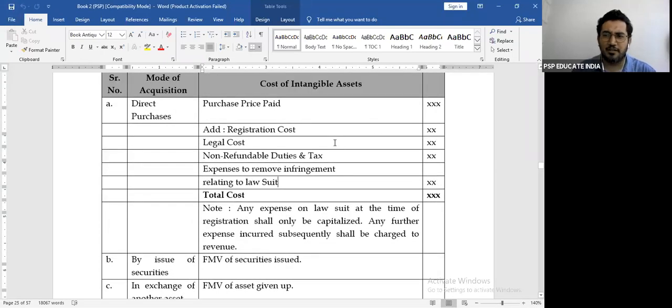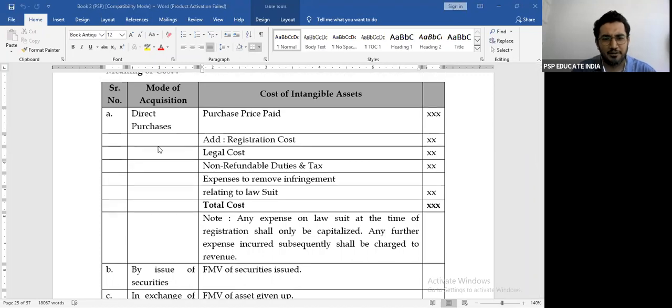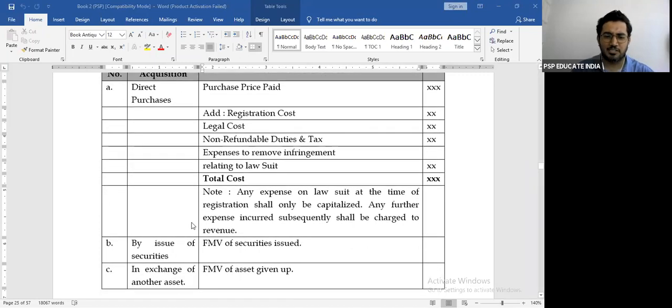So this is how you will calculate the cost of intangible if you have directly purchased the intangible. Come to the next one. By issue of securities, the fair market value of the securities issued. So by issue of securities means fair market value of the securities issued. Suppose you want to buy an intangible but you do not have money, so you say, I will give you shares, I have shares and securities lying with me, you give me the intangible asset in return. Then in this case, what will you take as the cost of the intangible? The fair market value of the securities that you issue.